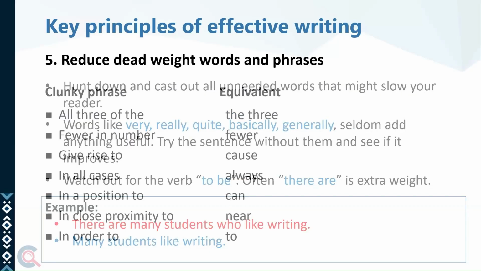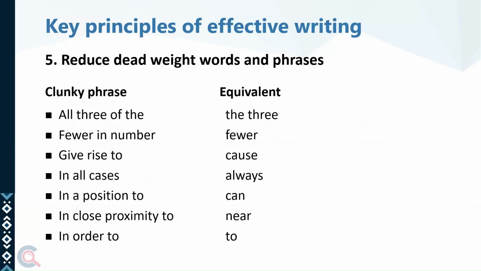Some deadweight words or clunky phrases are what we have here. All of the three is equivalent to the three. Few in number could just be said fewer. Give rise to is synonymous to cause. In all cases, will be replaced with always. In a position to can best be used as can.